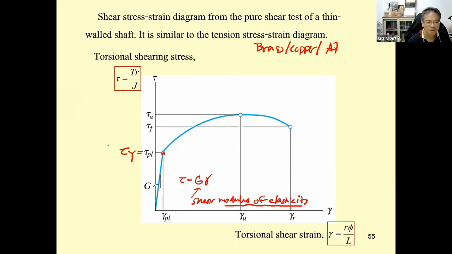Following this, there are two important things that we are going to use in chapter 5: tau sub y and the shear modulus of elasticity. You can take them from the graph easily. Tau ultimate and tau sub f we didn't use much. We have the high tau ultimate to make the structure under shear. That is going to be the shaft.